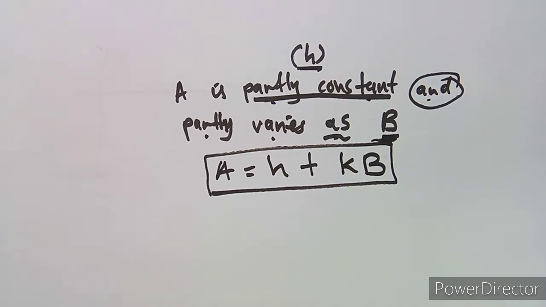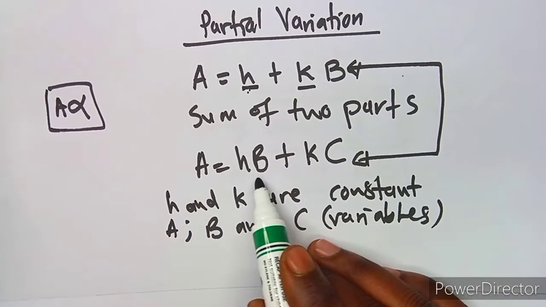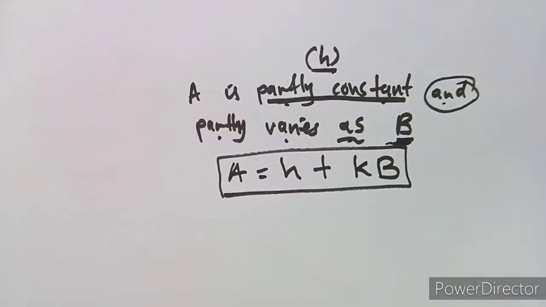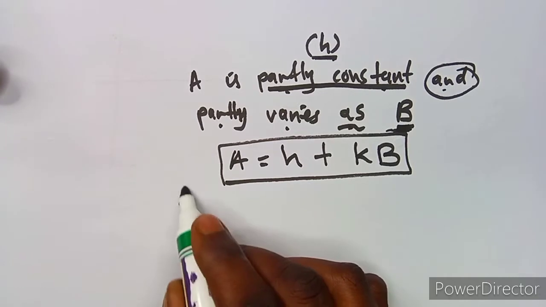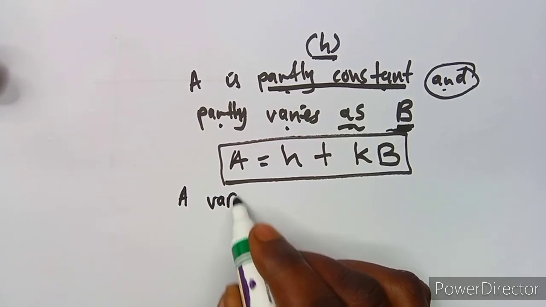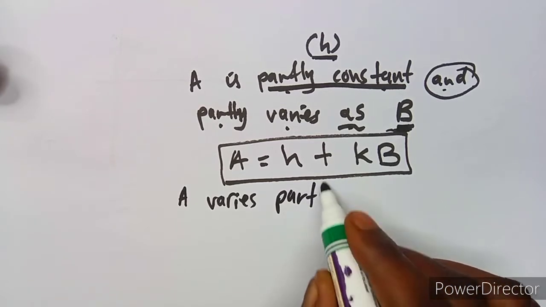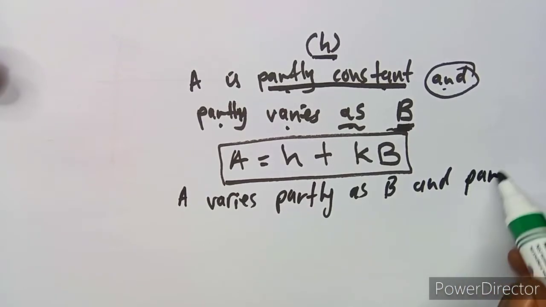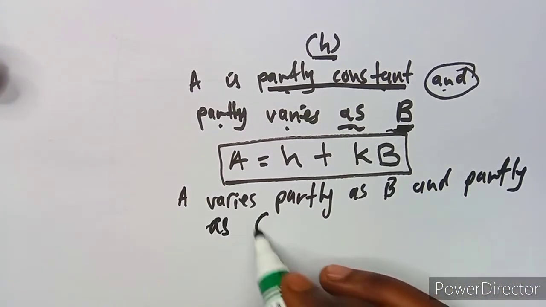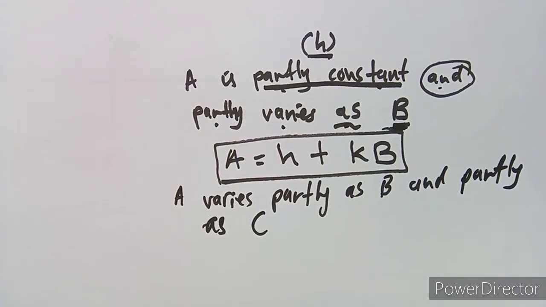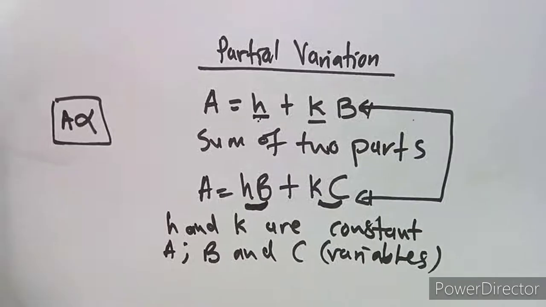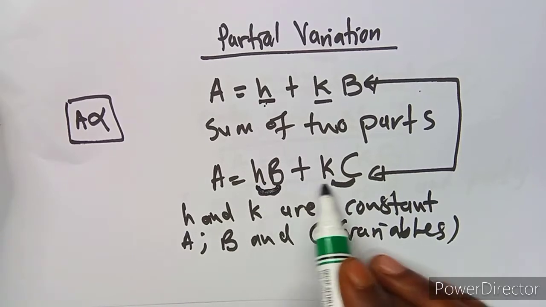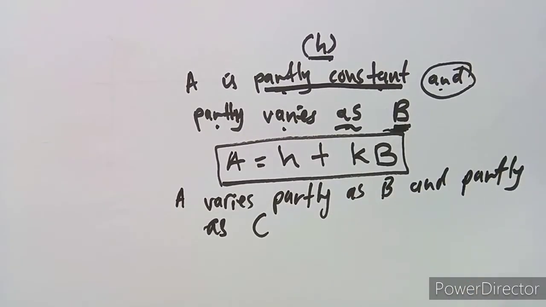Okay, then someone might wonder, what about this one? How can we have this condition? This is a condition where you are now given a varies partly as b and partly as c. When you are given this, a is partly constant is not going to work. Why? Because we are given a constant with b, so it's partly as b, partly as c. So that is what you're going to have.